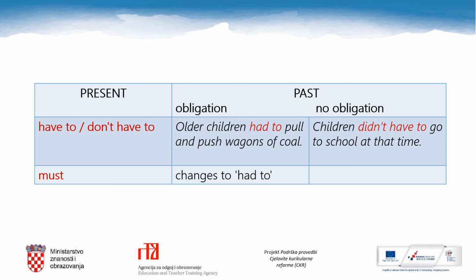Have a look at this table and please remember, must is normally used only in present tense. In the past, it changes to had to. For example, older children had to pull and push wagons of coal, or no obligation in the past, children didn't have to go to school at that time. Had to, morali su, didn't have to, nisu morali. Must changes to had to.